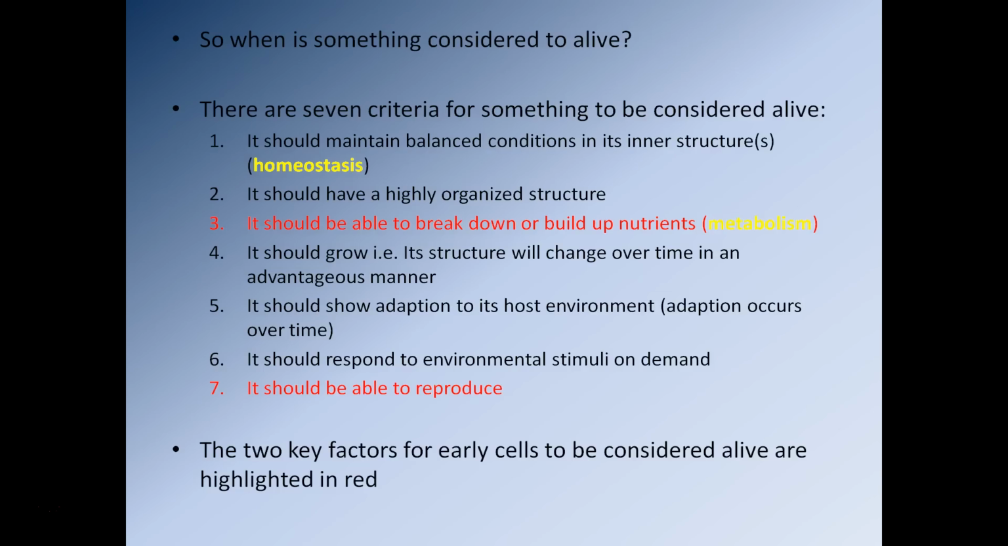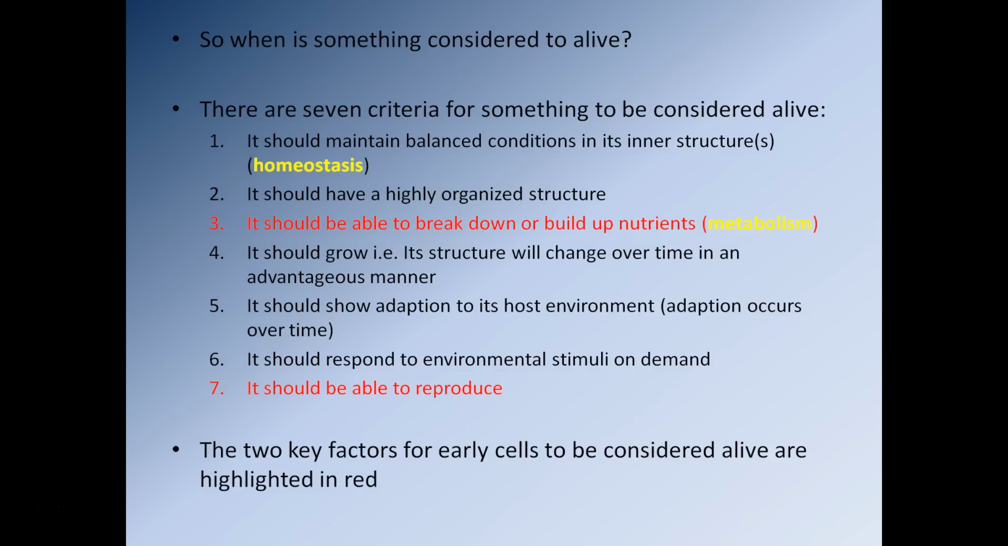So when is something actually considered to be alive? Well, there are 7 criteria that something has to meet in order to be considered alive. The first one is it has to be able to maintain balanced conditions in its inner structure. It has to be able to achieve what we refer to as homeostasis. So, in the case of human beings, if we get too hot, we get in very serious trouble. You get too hot, you get heat stroke. If you get really hot, it can kill you. Essentially, if your internal conditions become imbalanced, it can be very, very detrimental to you.